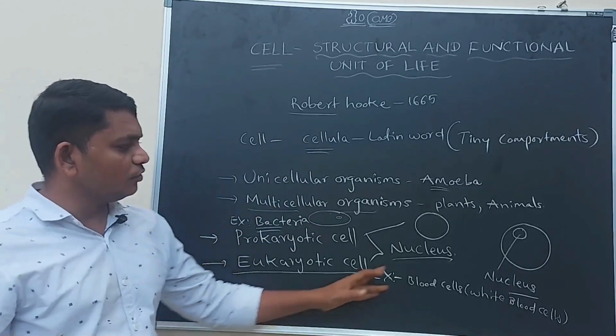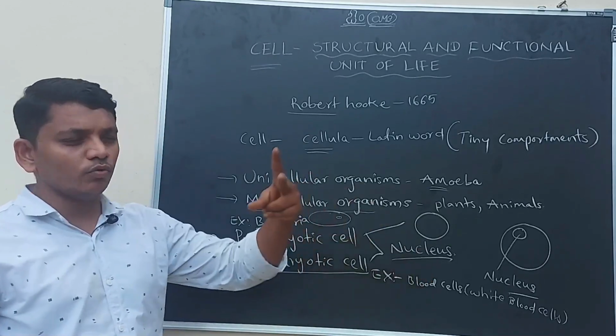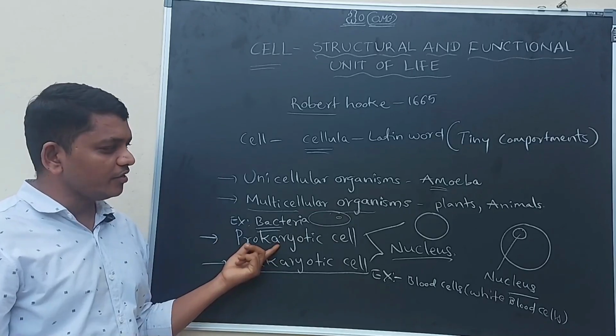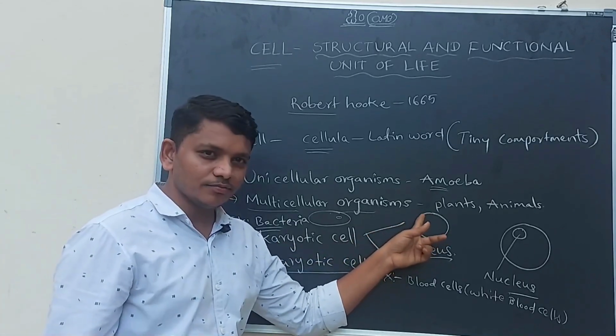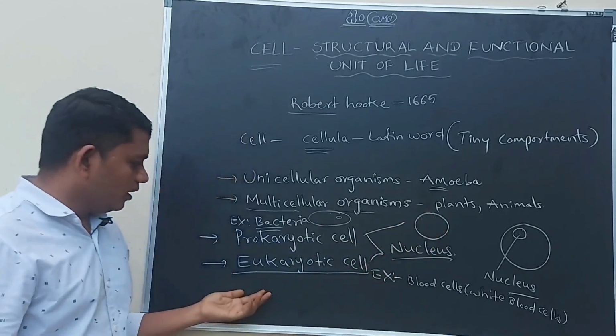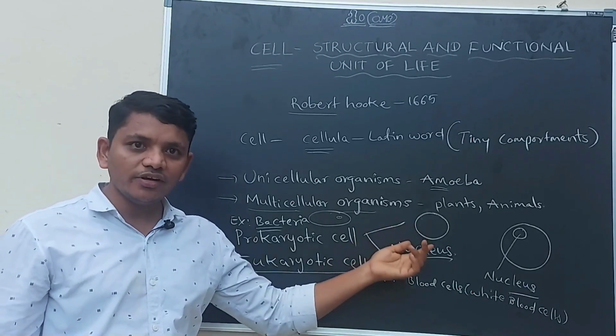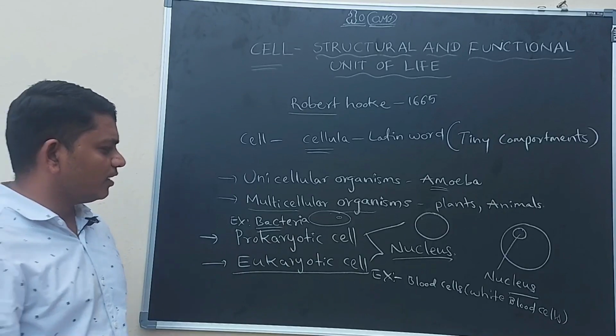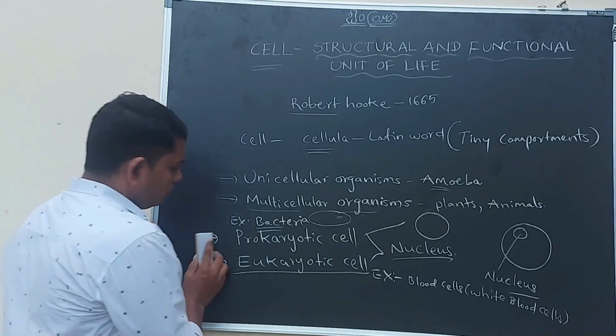On the basis of the presence of the nucleus, cells are classified into two types, prokaryotic cells and eukaryotic cells. In the prokaryotic cell, there is no nucleus in the cell, and in the eukaryotic cell, there is a nucleus within the cell. That is the classification of the cells on the basis of the nucleus.